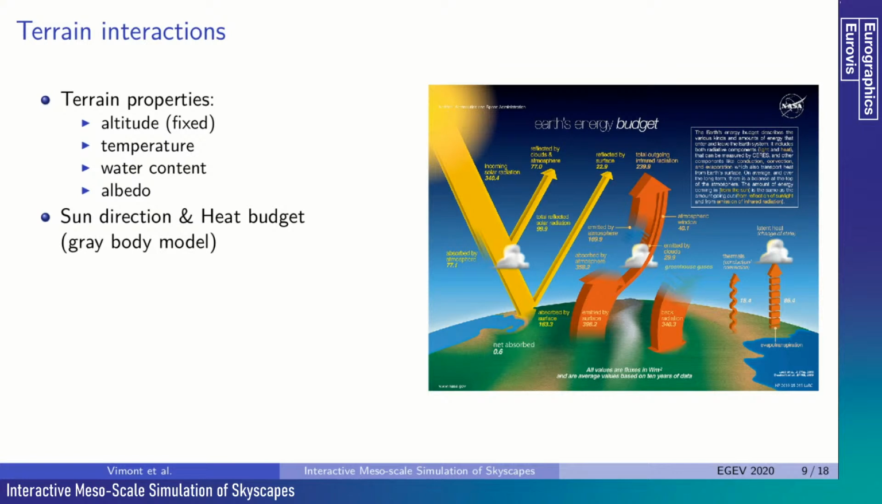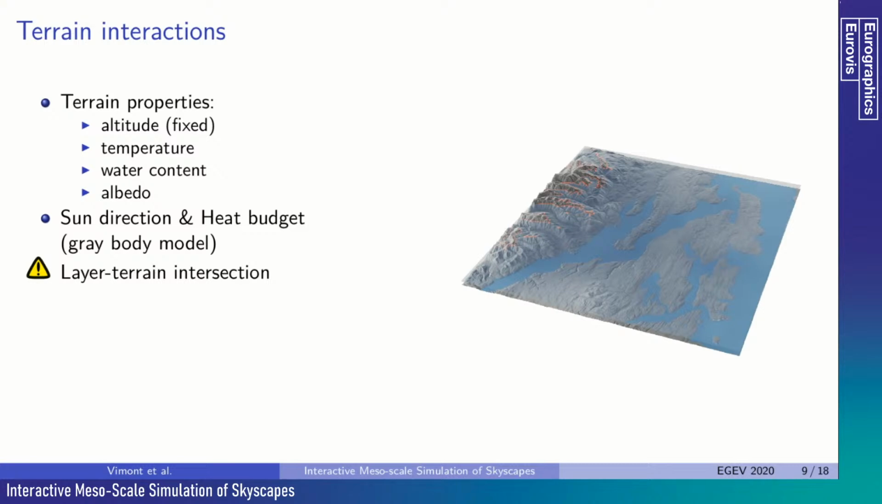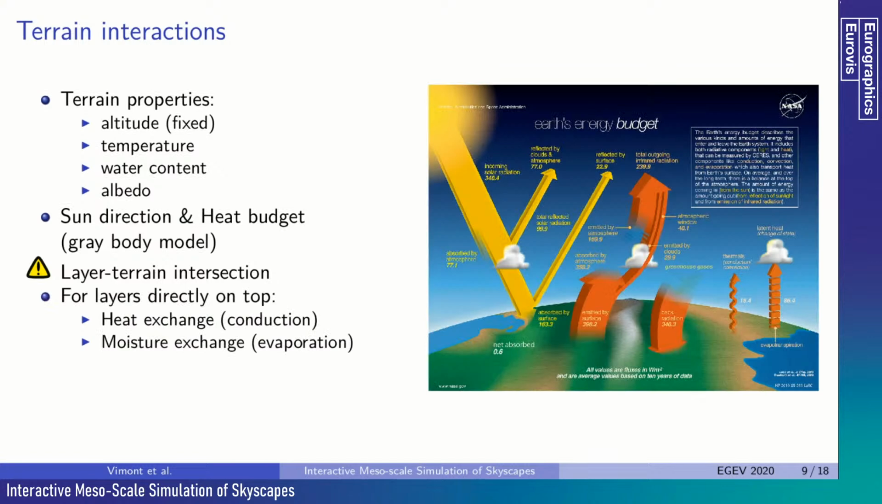We consider two ways in which the terrain influences the atmosphere itself. But first, let us notice that some layers might intersect the ground. In that case, the terrain acts locally on the layer immediately above it. So, the first interaction is heat and moisture exchange, corresponding to conduction and evaporation respectively, and once again we follow thermodynamics here. The second interaction is a bit more complex.